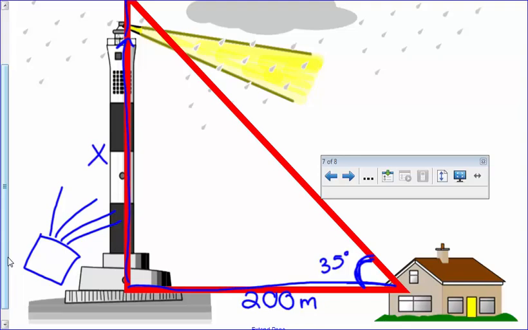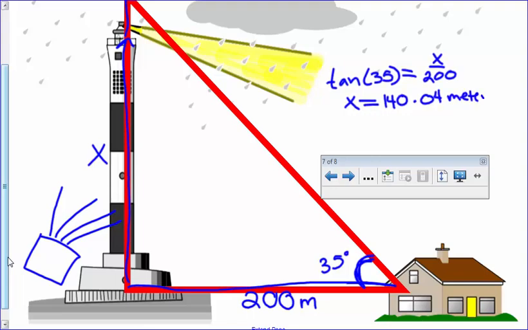All right, go ahead and see if you guys can solve this, set it up, figure out your trig ratio that you're going to use. You should have picked tangent. Tangent of 35 is equal to x over 200. And your value of x, the height of the clouds, is about 140 meters, or 140.04 meters high.